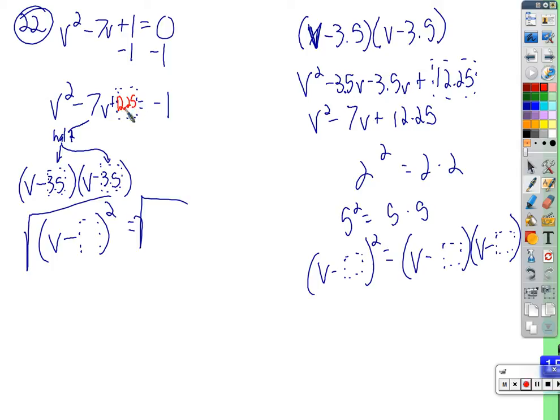12.25 here, which I just threw in there, right? It wasn't part of the original equation, I just threw it in there. But if there was a 12.25 there, it would factor just like this: v minus 3.5 times v minus 3.5. And that's good because we can write that as v minus 3.5 squared. I'll take the square root of both sides and continue on from there finding our solution.